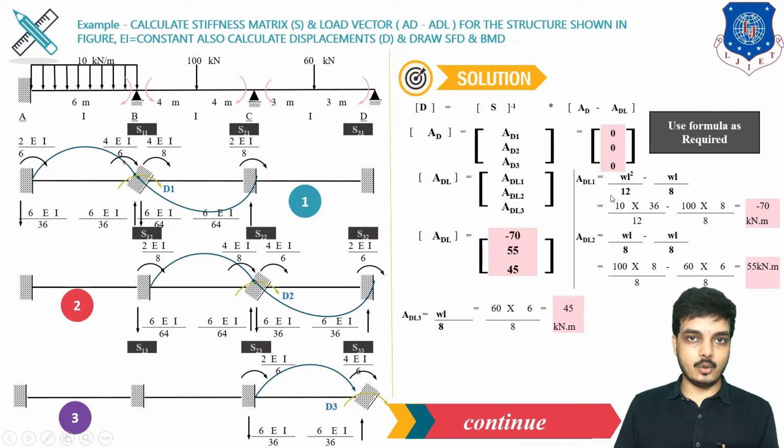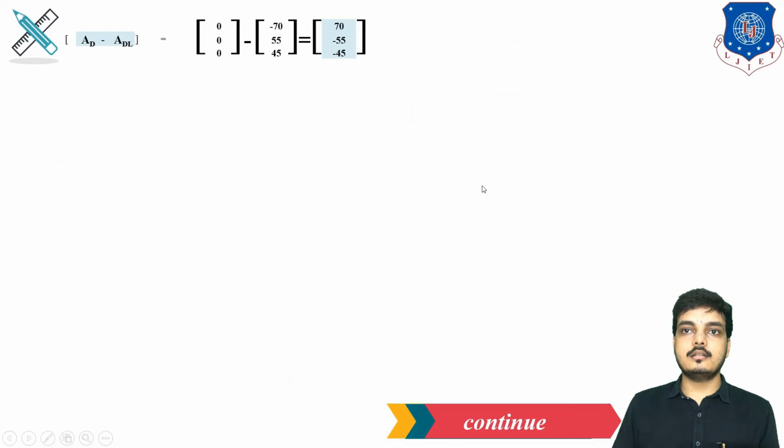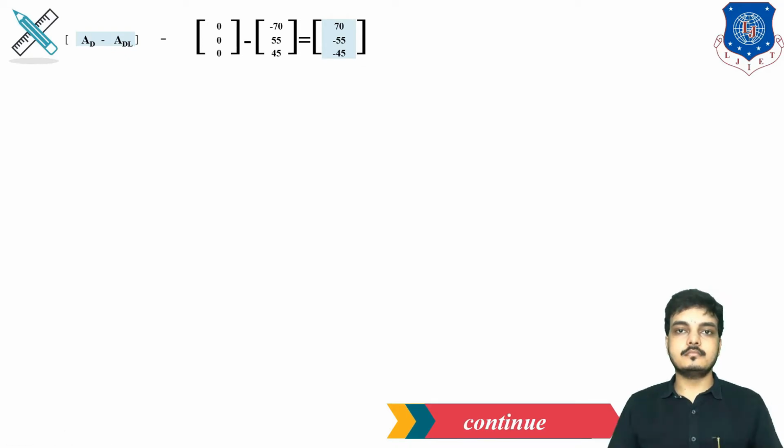AD are 0, ADL are the respective values. After applying negative to all three values, we will be getting 0 minus 70 is 70, 0 minus 55 is 55, 0 minus 45 equals 45, in negative. So this was our load vector AD minus ADL. Our next step will be to find the S stiffness matrix. So how to find it? Let's check out.